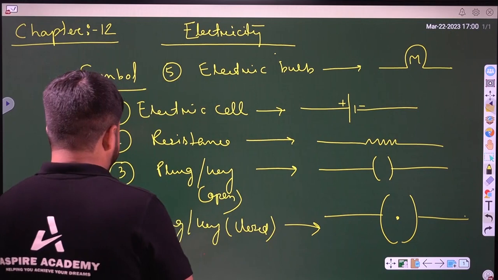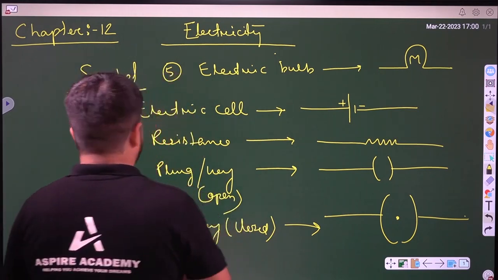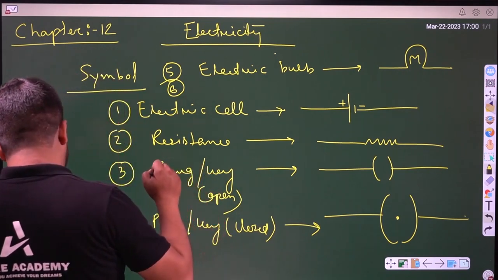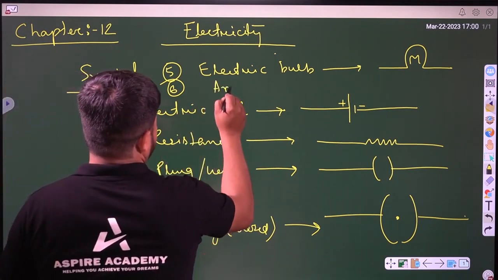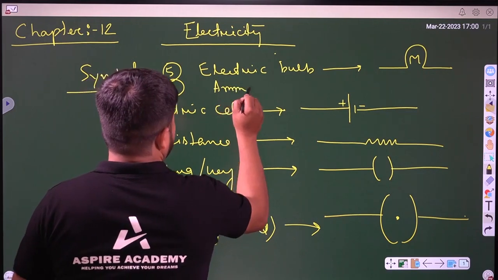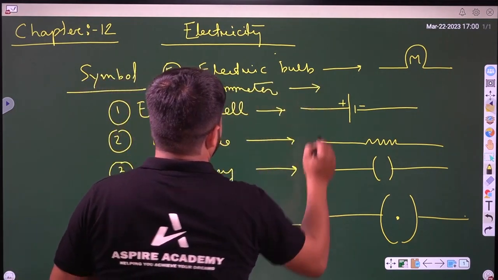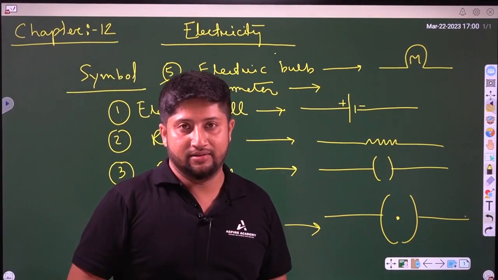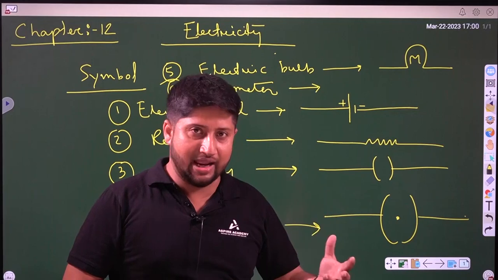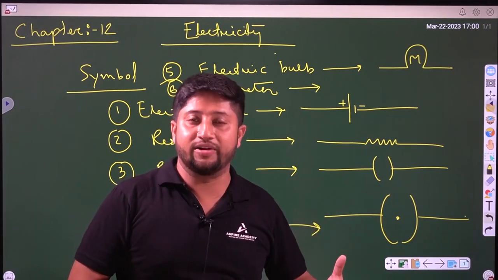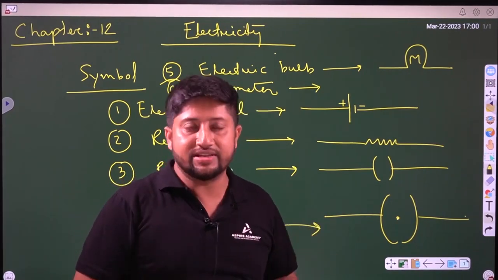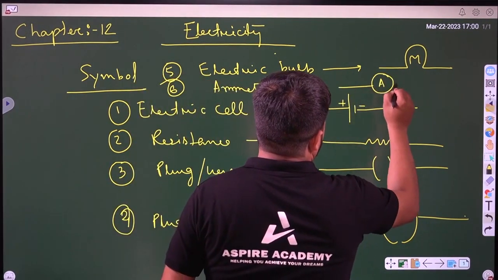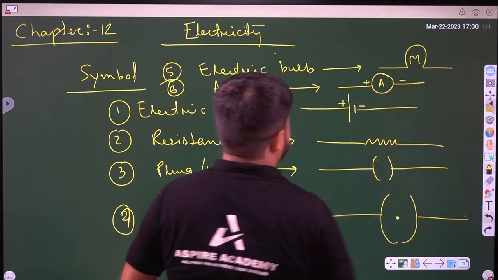Sixth one, variable resistance. Next, ammeter. Ammeter is one kind of device which can measure the electric current I. This device is called an ammeter. We can represent the ammeter like that, A. This is the positive terminal, this is the negative terminal.